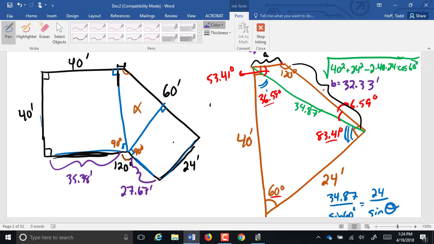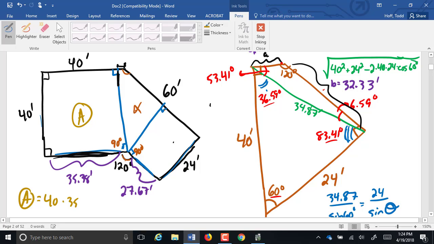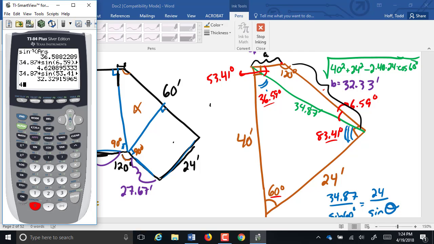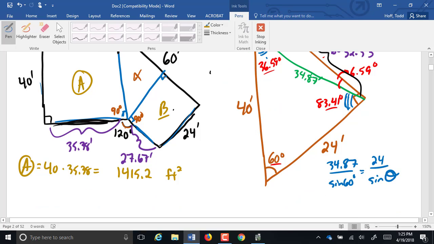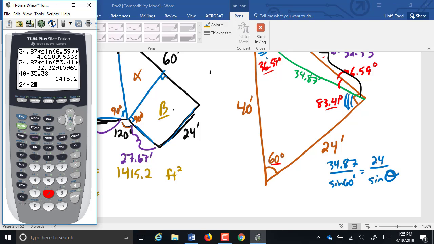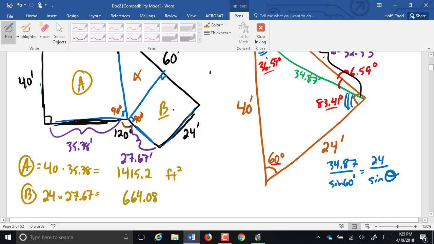Now we can find our areas. This area right here, A is going to be what? 40 by 35.38. Does that give us 1415.2 square feet. This one here, B, 24 by 27.67 is correct. 664.08 square feet.